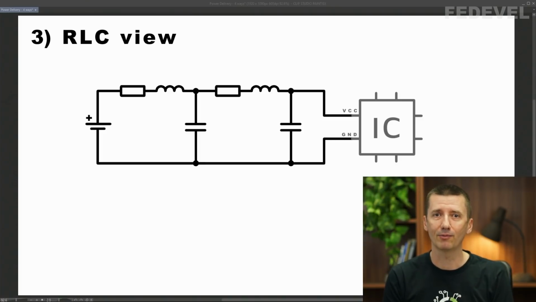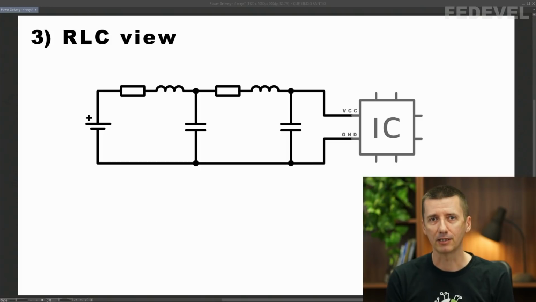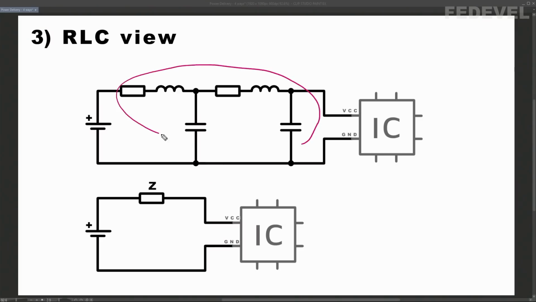Or let's make it a little bit more complicated. Don't forget, real capacitors are not actually only capacitors. They have also some inductance and resistance. So the connection between battery and this chip is going to be full of small circuits built from capacitors, inductors, and resistors. Why is this important? Because suddenly, instead of one simple resistor, here we will have something much more complex, something what is called impedance.